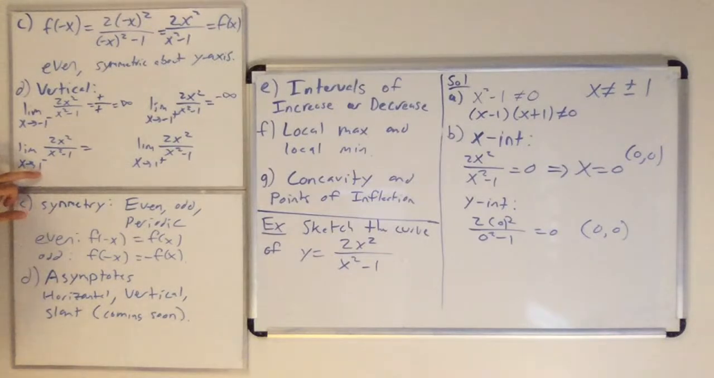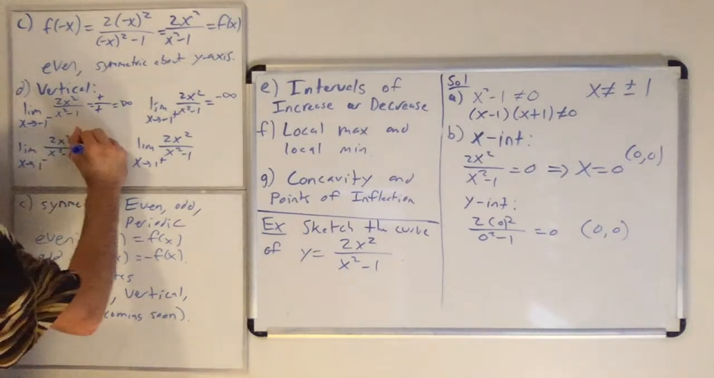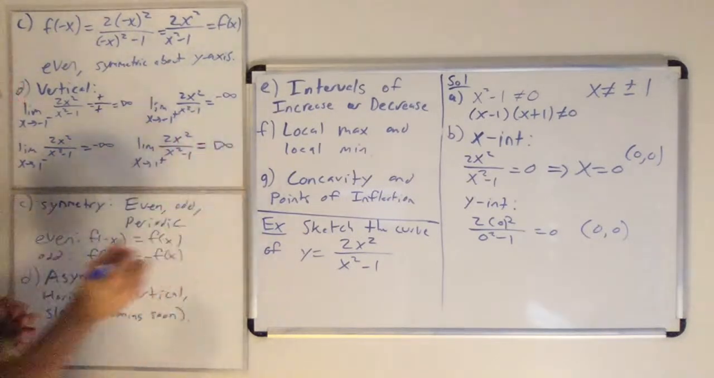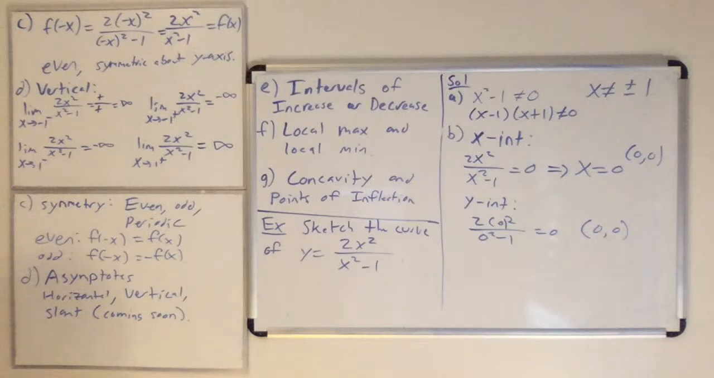Similarly, here we're taking a number a little bit to the left of 1 on the number line, like 0.9. We'll have a positive over a small negative number, so negative infinity. And here, it's going to work out to positive infinity. Okay, so those are our vertical asymptotes.